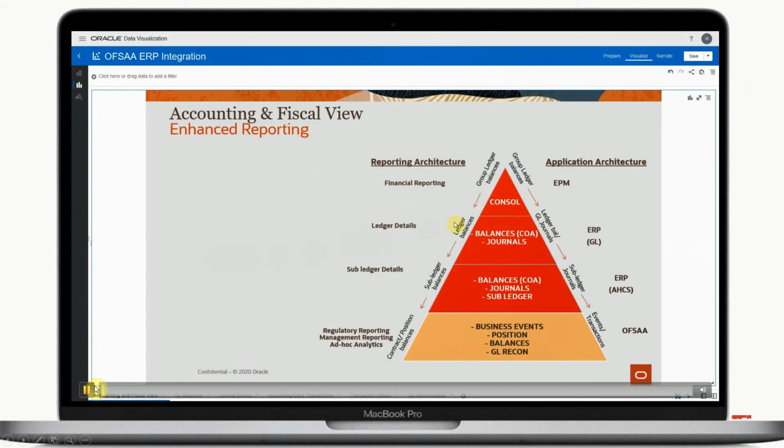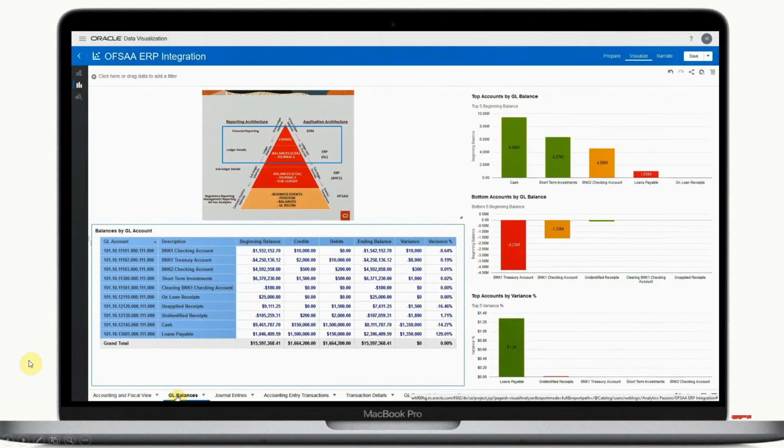Let's move now into the live demo where I'm going to show you how you will navigate from the group ledger balances, moving down to the journals view, the subledger, and the transaction level of the information. This will be done from the financial reporting layer to the most granular one, which is the regulatory reporting and management reporting. Let's start from our GL balances.